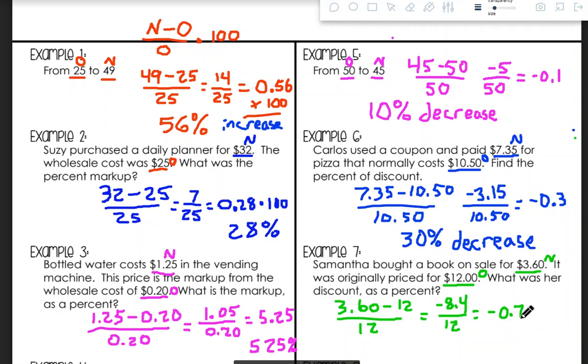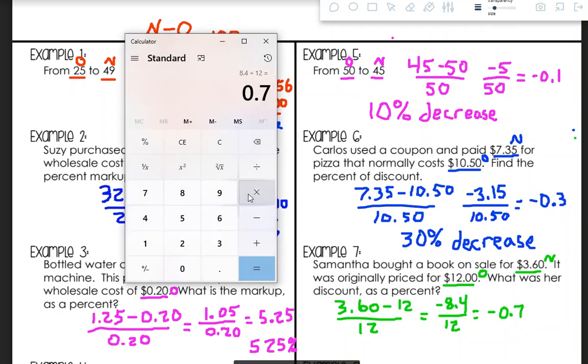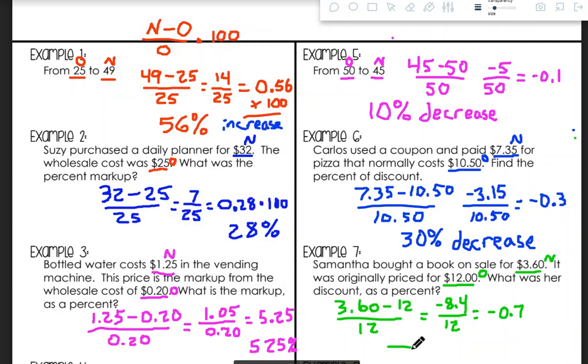All right, so that is a decimal. I want to make it a percent. So to make it a percent, I got to times by 100, and that is 70. So this was a 70% discount, or 70% decrease. That's a big discount. All right, so that is how we find percent change.